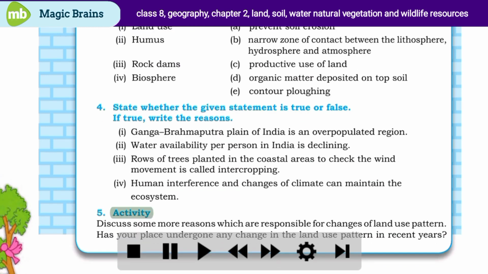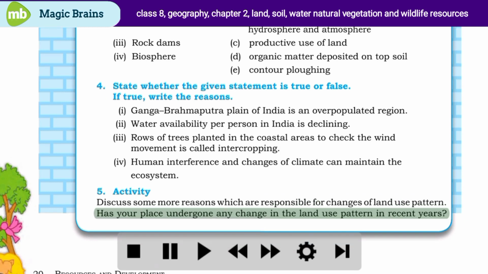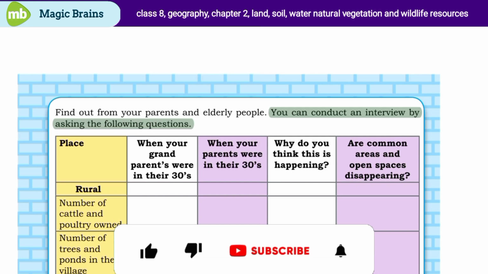Number 5. Activity. Discuss some more reasons which are responsible for changing of land use pattern. Has your place undergone any change in the land use pattern in recent years? Find out from your parents and elderly people. You can conduct an interview by asking the questions given in the table.